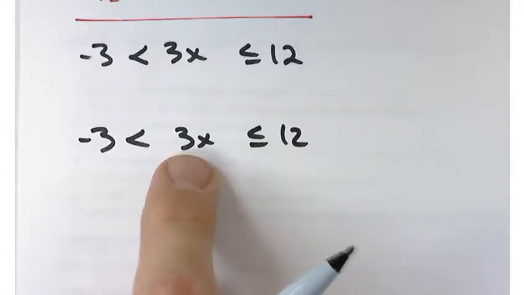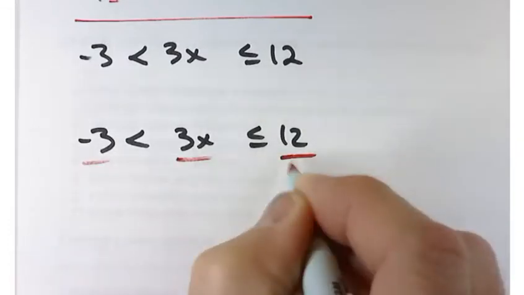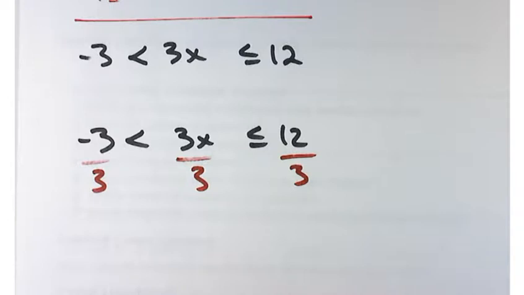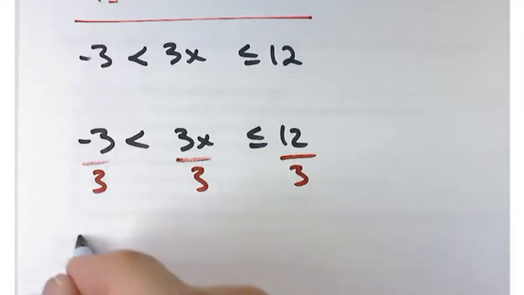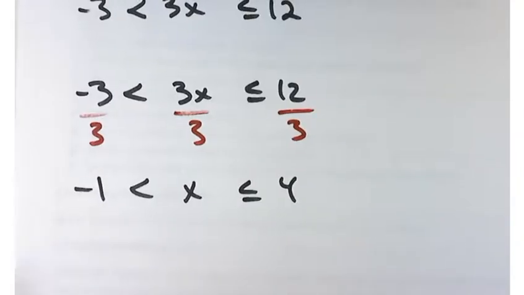Yeah, divide by 3. x is being multiplied by 3. The opposite would be to divide by 3. So let's do that. We'll divide by 3. And then we end up with negative 1 is less than x is less than or equal to 4. Yay. Now on your handout, I left us a little bit of room to graph this.